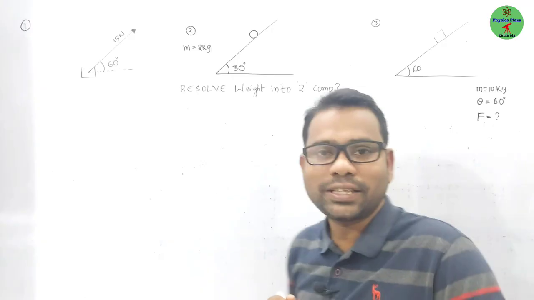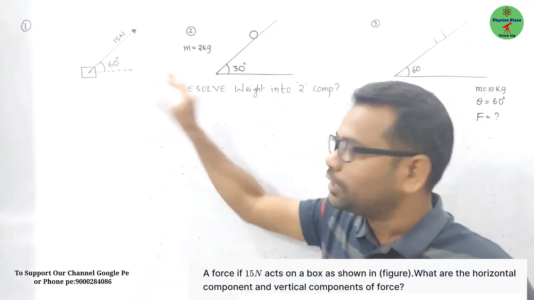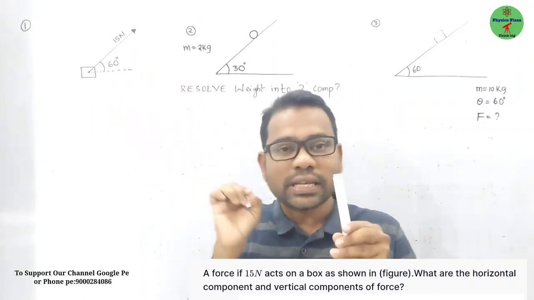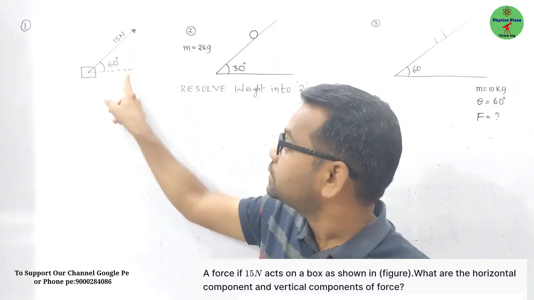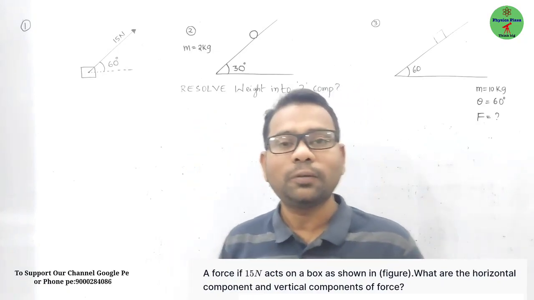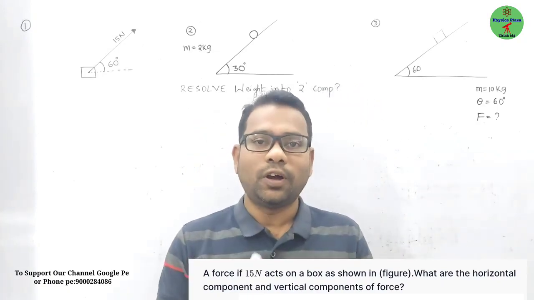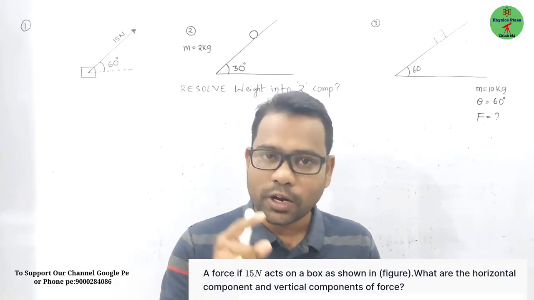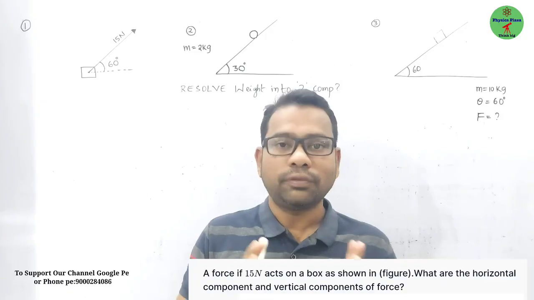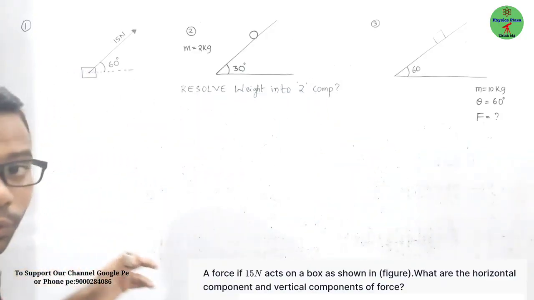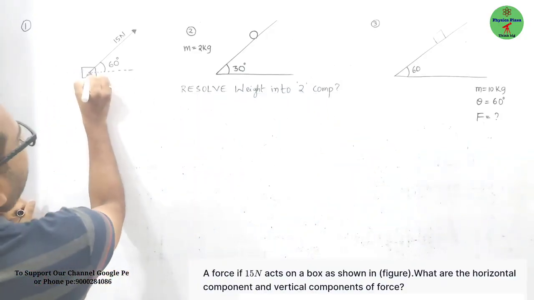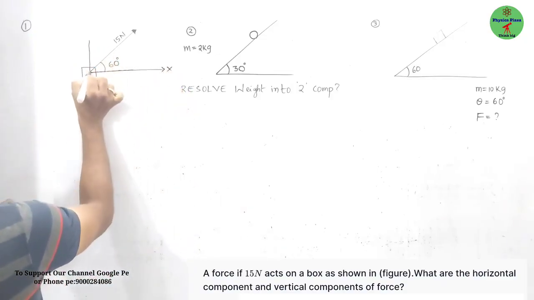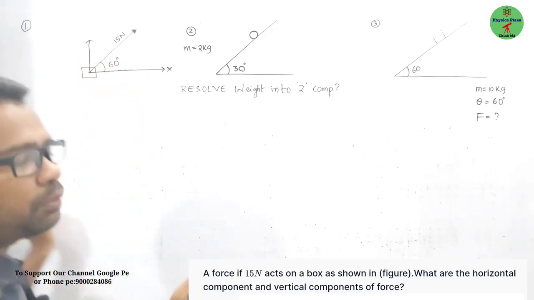Children, first let us see numerical 1. As per the numerical, it is given that a force of 15 Newton is acting on a body in such a way that it is making a 60 degrees angle with the horizontal. Now they are asking us to find the horizontal component and the vertical component of the force. Okay, fine. So let us resolve into two axes. Let us say this is the x axis and here is the y axis. Two rectangular components.